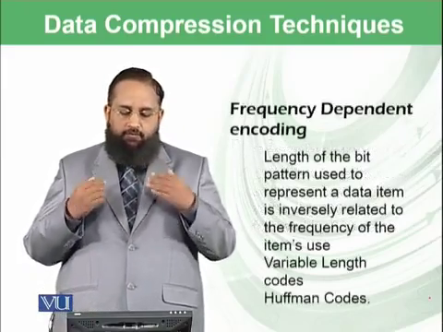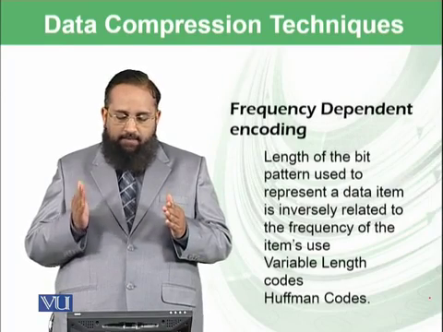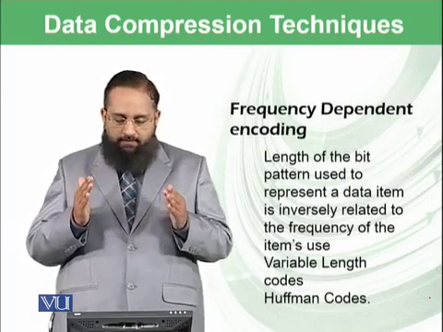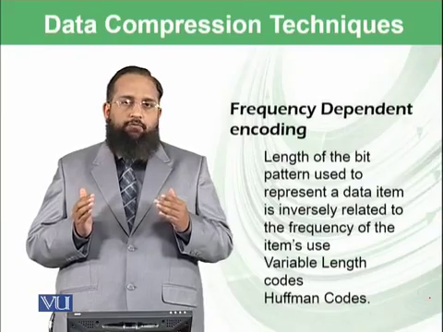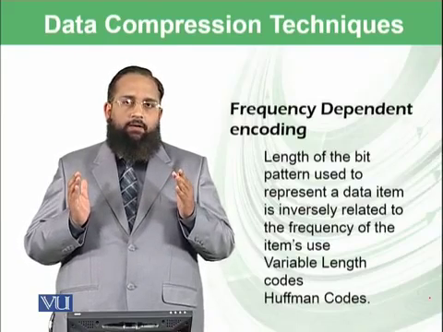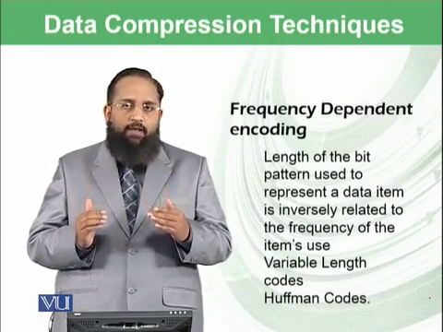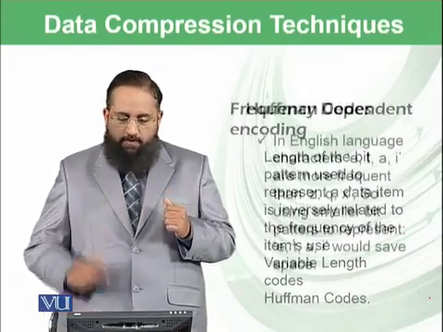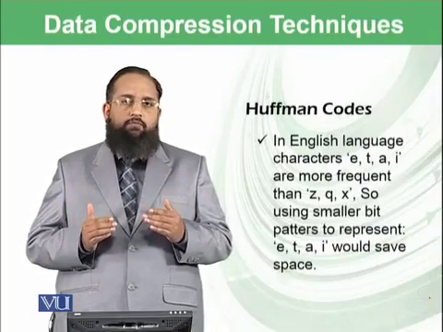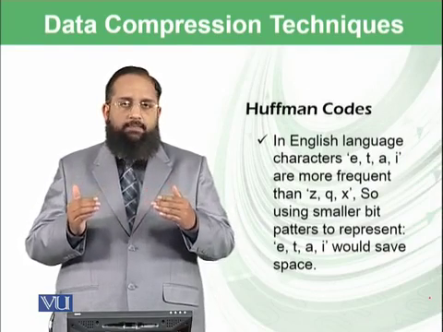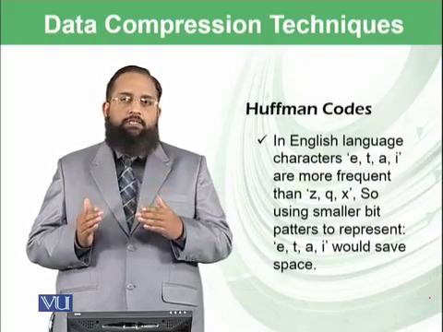The next thing is frequency dependent encoding. The length of the bit pattern used to represent a data item is inversely related to the frequency of the items used, and they have variable length codes. Such variable length codes were developed by and credited to Huffman, and the codes he built are called Huffman codes. So what are those Huffman codes? Let's see. In the English language, characters E, T, A, I are more frequent than Z, Q, X. So using smaller bit patterns to represent E, T, A, I would save space.